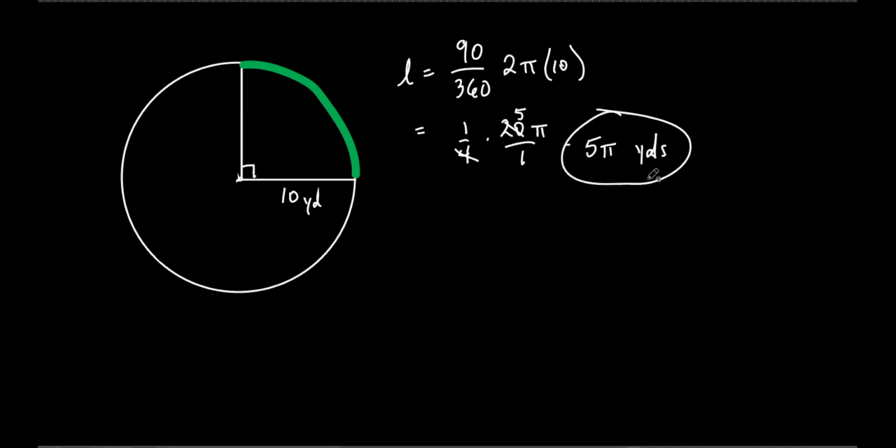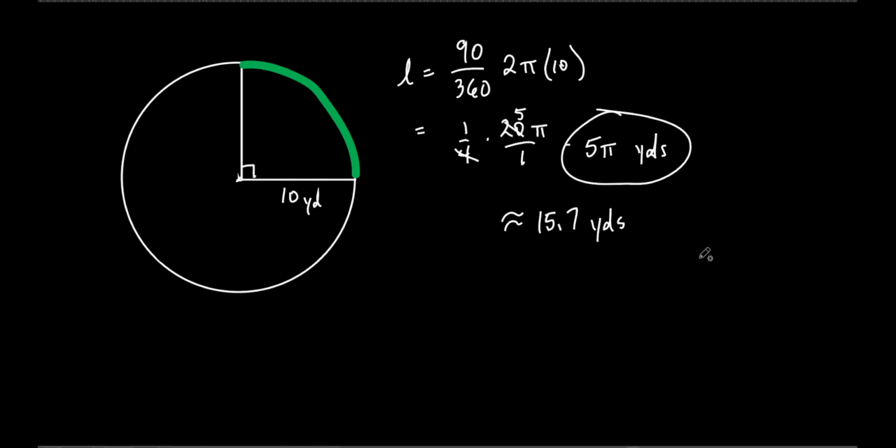Now, if you wanted to, you could make pi 3.14 and multiply it by 5. If you did, it would be approximately 15.7. All right, so that's how long it would be to go around a quarter of a circle that has a radius of 10. It's about 15.7. About. Why did I make that squiggly? Because this 15.7 is an exact answer? No, it's an approximate answer. That's right.